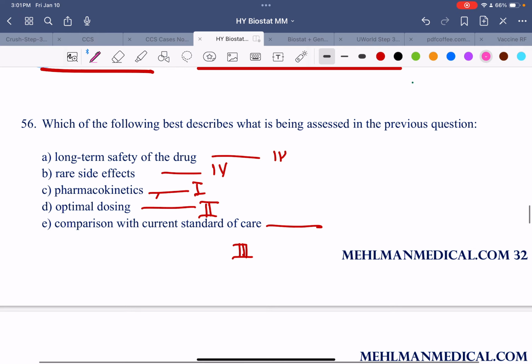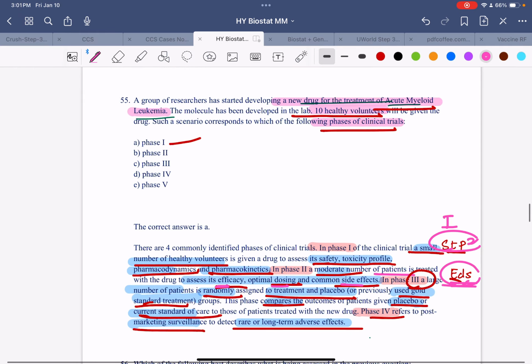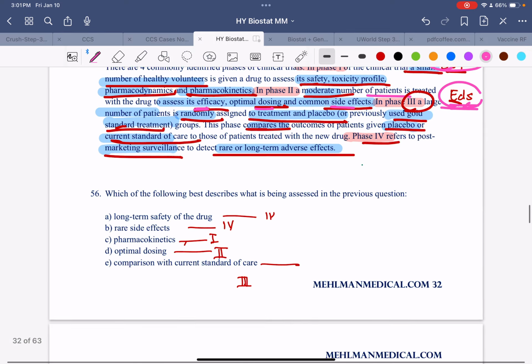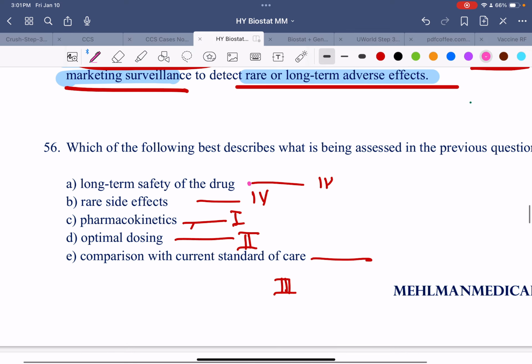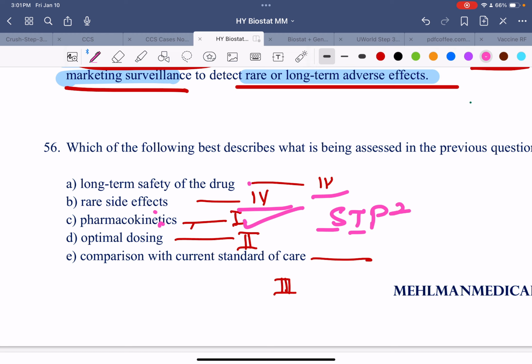Which of the following best describes what is being assessed in the previous question? So the previous question was about, remember, phase 1, 10 healthy volunteers. What are we assessing? Long-term effects of the drug? No, that was in phase 4. Rare side effects? No, that was in post-marketing surveillance, phase 4. Pharmacokinetics? Yes, it was part of our STOP mnemonic. So safety, toxicity profile, pharmacokinetics, and pharmacodynamics. Yes, they were in phase 1. So the correct answer is C.